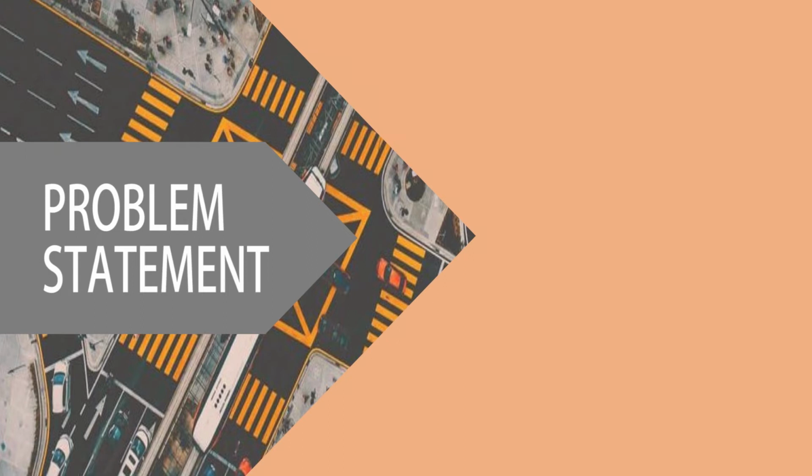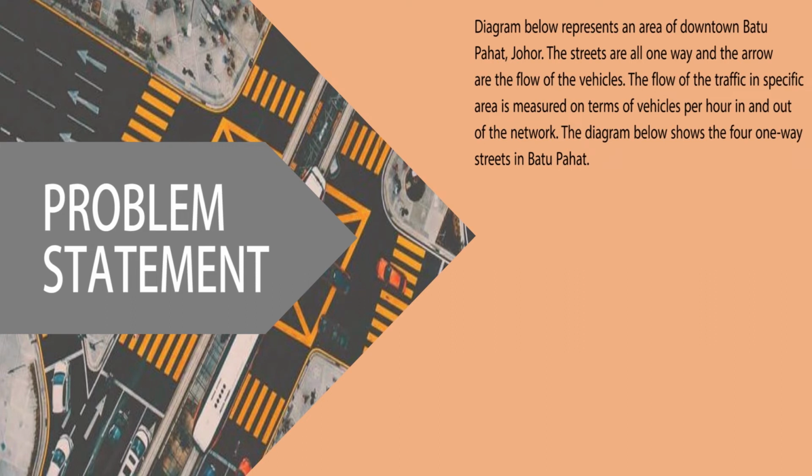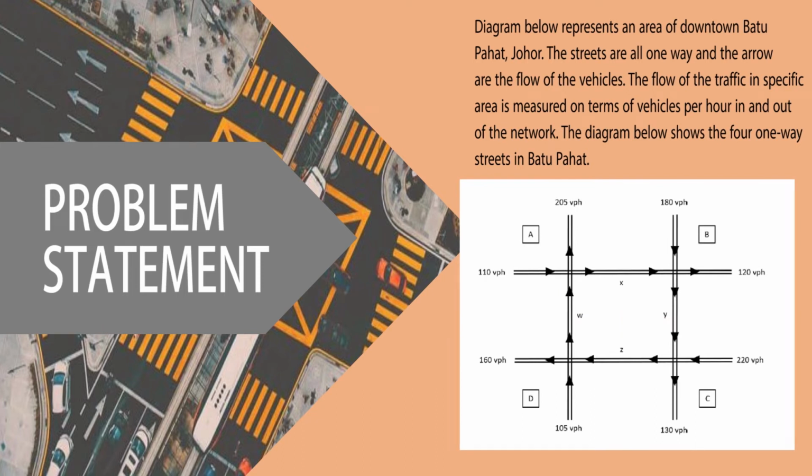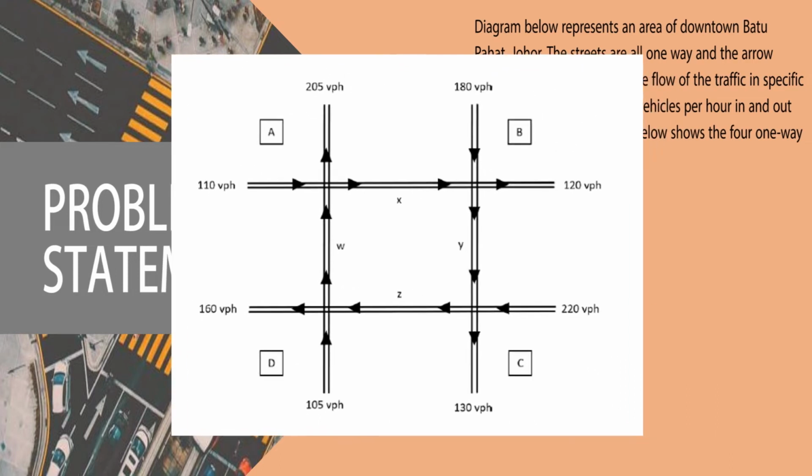Next is the problem statement. The diagram below represents an area of downtown Batu Pahat, Johor. The streets are all one way and the arrows are the flow of the vehicles. The flow of the traffic in a specific area is measured in terms of vehicles per hour in and out of the network. The diagram below shows the 4 one-way streets in Batu Pahat. So here, we have 4 streets which are W, X, Y and Z, and there are 4 traffic intersections which are A, B, C and D.